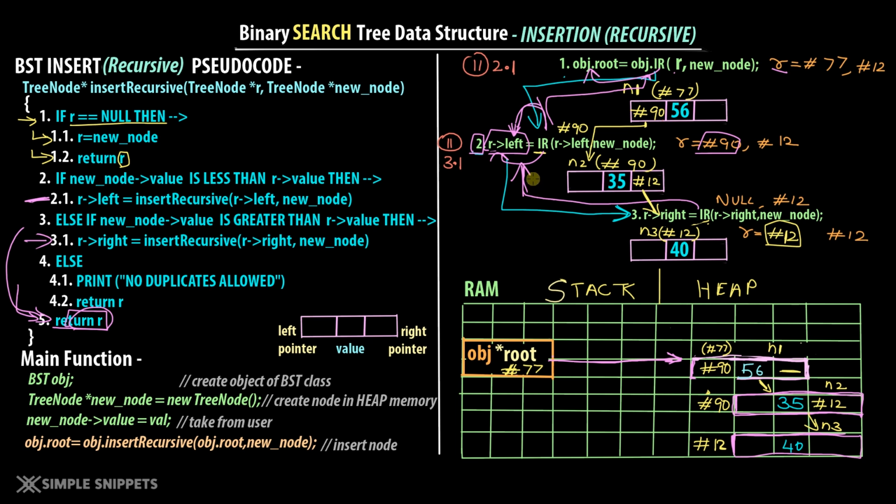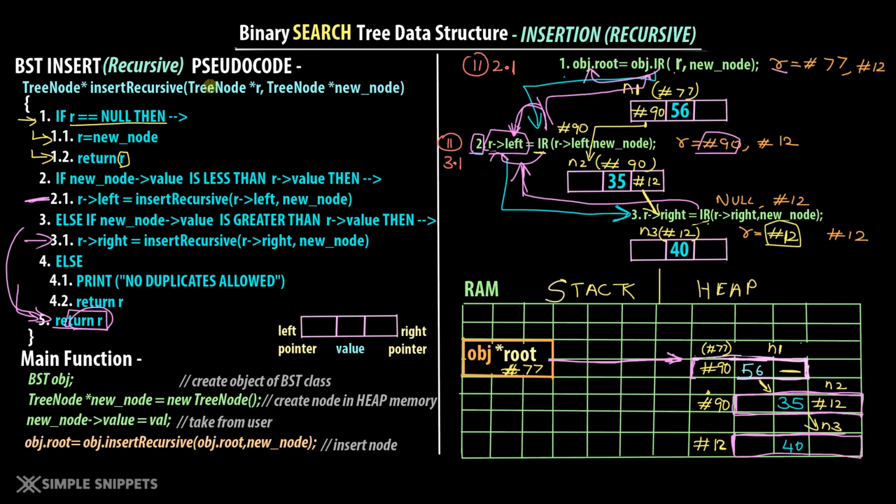Alright, so now you can see that we have created a binary search tree with 3 nodes. The reason it is a binary search tree is that it follows the principle that for every node, the left child has to be smaller and the right child has to be greater. You can see over here, for n1 the left child is n2 having the value 35. For n2 the right child is 40, and 40 is greater than 35.